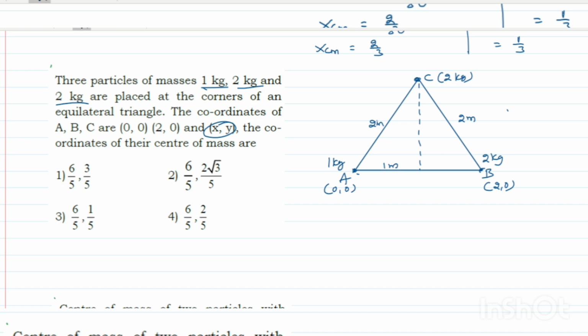So this distance will be 1 meter, which means point C along the x-axis will be located at 1 meter distance. In this triangle, this is the hypotenuse and this is the side. The other side squared equals hypotenuse squared minus side squared, 2 twos are 4 minus 1, and the side value will be root 3. So this side value will be root 3 meters along the y-axis. So C coordinates will be 1, root 3.